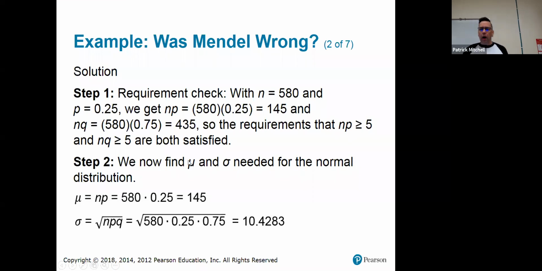Okay. All right, now we'll find mu and sigma. Mu is n times p. That's the thing we just checked to see if it was at least 5. That's 145. And then for sigma, if you do square root of n times p times q, the square root of 580 times 0.25 times 0.75 comes out to about 10.4283. Okay. So in my calculations, I might use 10.43, or I might go with 10.4283 if I'm worried about rounding.